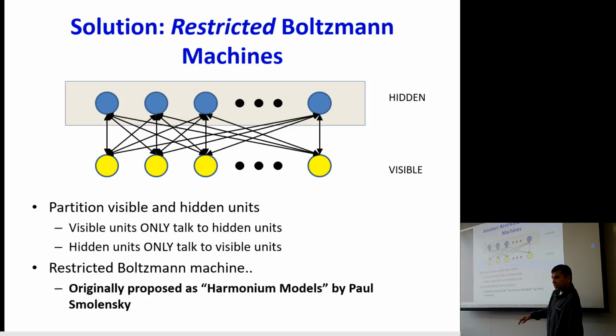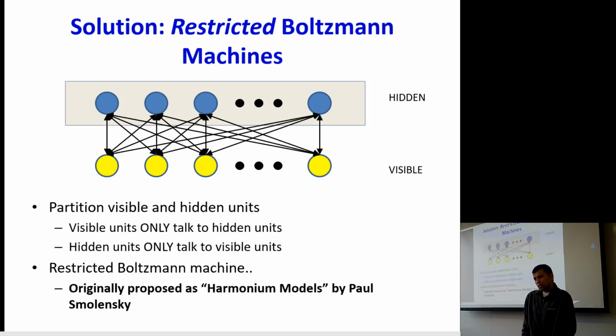We call this the restricted Boltzmann machine. That terminology came out later. Originally, the model was called a harmonium model, proposed by Paul Smolensky in the early 80s. And he has a big 88-page chapter about it from 86 or so. So here's how it is.